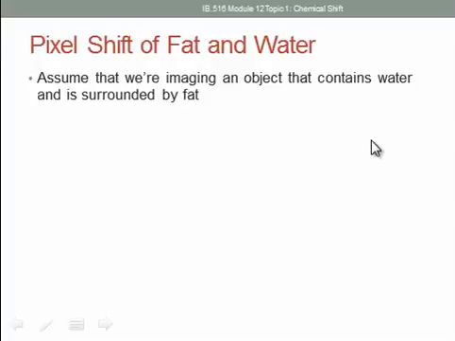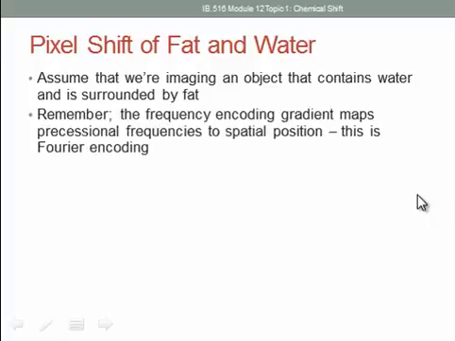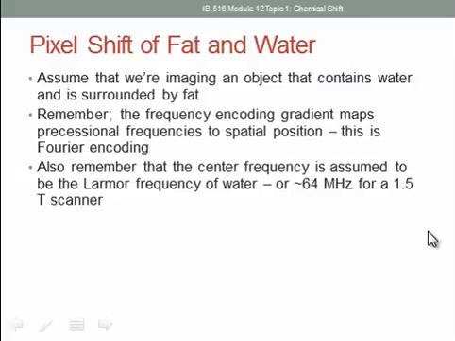So let's assume we're imaging an object that contains water and is surrounded by fat. I want to begin to talk about this pixel shift of fat and water by talking about frequency encoding, because the frequency encoding gradient, remember, maps the precessional frequencies to spatial position. And if you remember, this is called Fourier encoding. And also the center frequency of the magnet is tuned to the Larmor frequency of water, which is about 64 megahertz for a 1.5 T scanner.